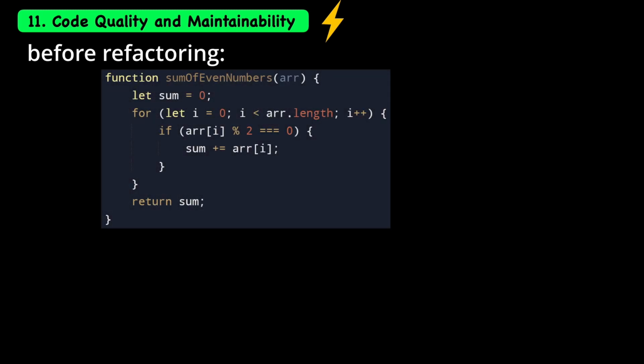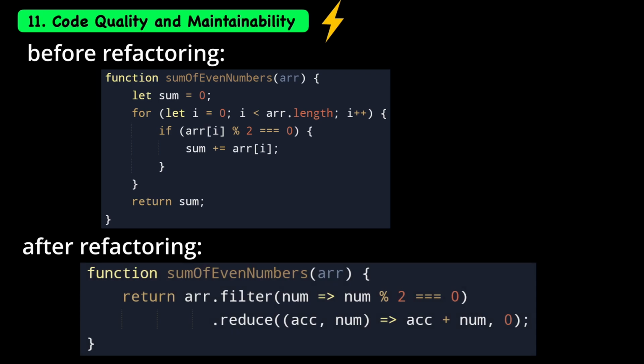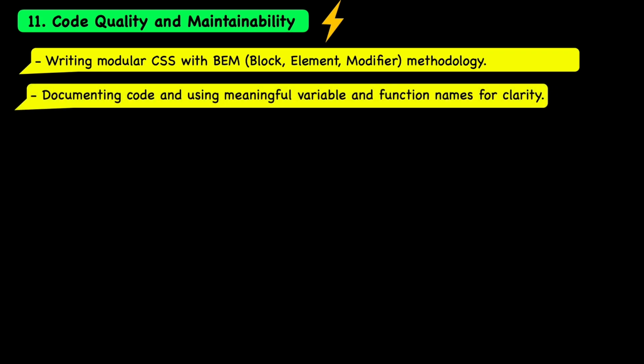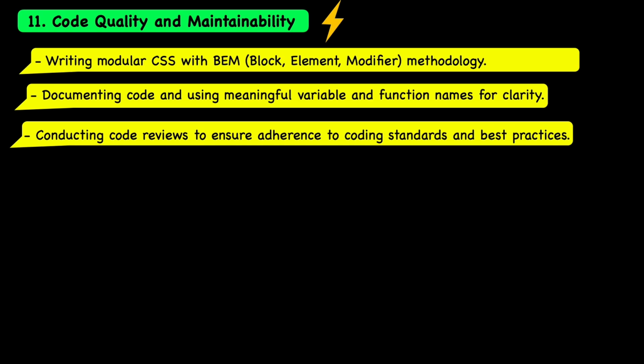In number 11, there's code quality and maintainability. Clean, well-organized code is easier to read, understand, and maintain. It reduces the chances of introducing bugs, makes collaboration smoother, and allows for easier future updates and enhancements. Some important things to consider would be writing modular CSS and BEM, which is block element modifier methodology, documenting code and using meaningful variable and function names for clarity, conducting code reviews to ensure adherence to coding standards and best practices.